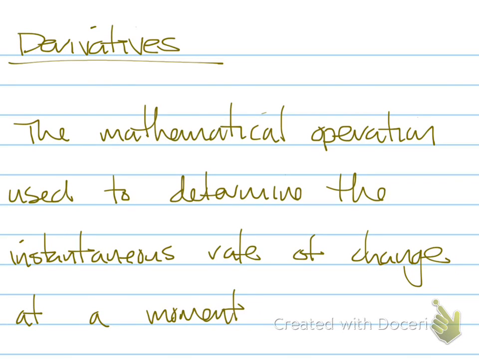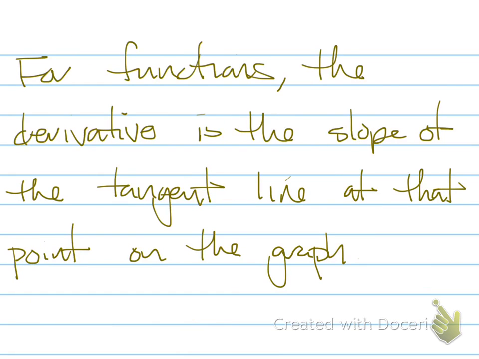In this lesson, we're looking at derivatives. The derivative is a mathematical operation used to determine the instantaneous rate of change at any given moment. For functions, the derivative is the slope of the tangent line at that point on the graph.